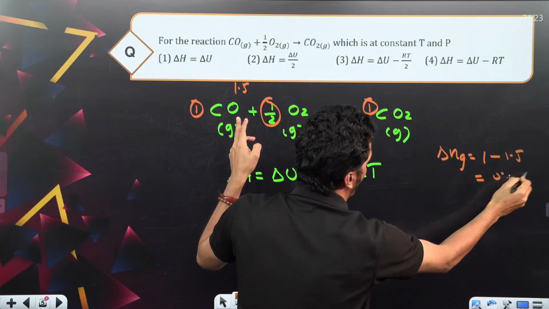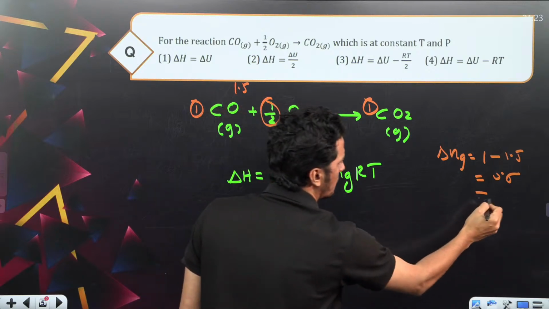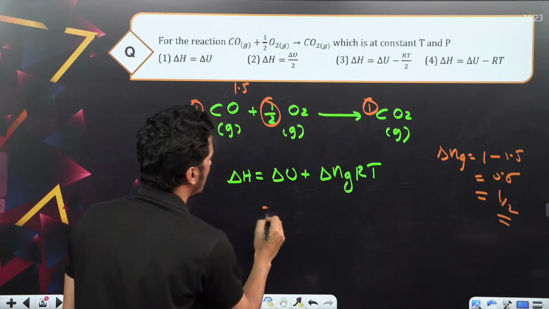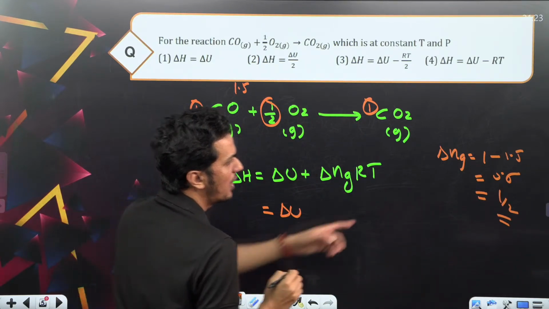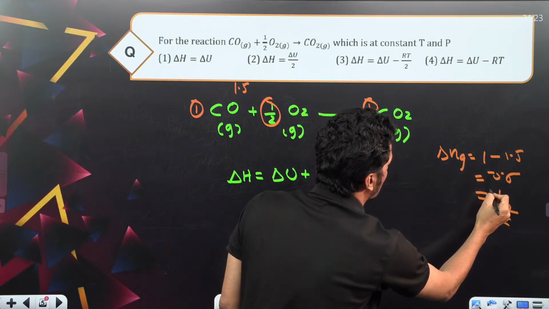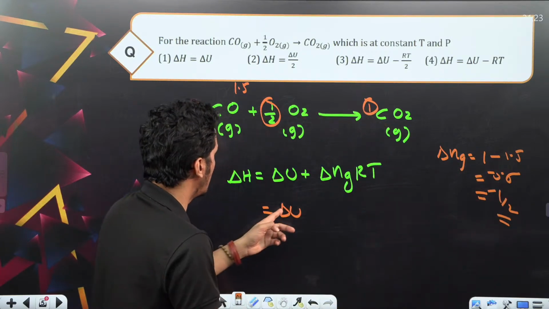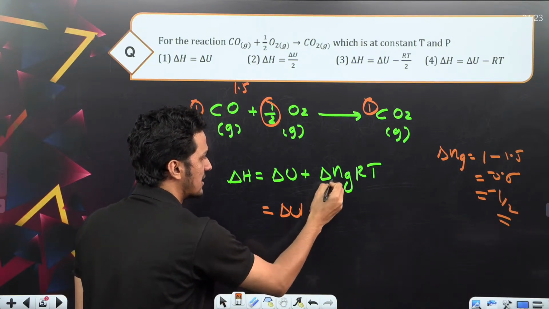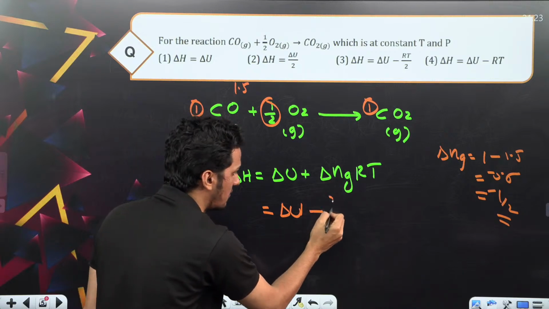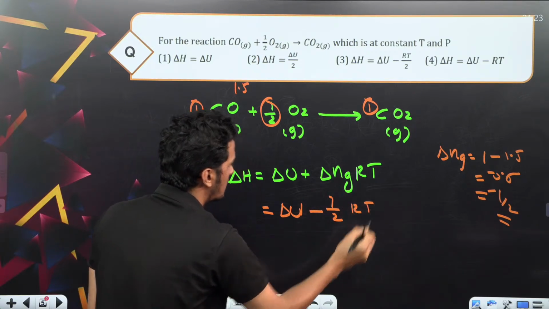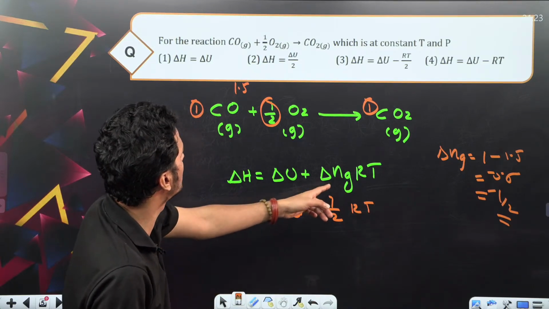So that means 0.5, that means 1 by 2. So that's equal to delta U, not 1 by 2: 1 minus 1.5 minus 0.5, minus 1 by 2. So delta U minus this; instead of delta NG, I can write 1 by 2 RT. So delta U minus 1 by 2 RT.